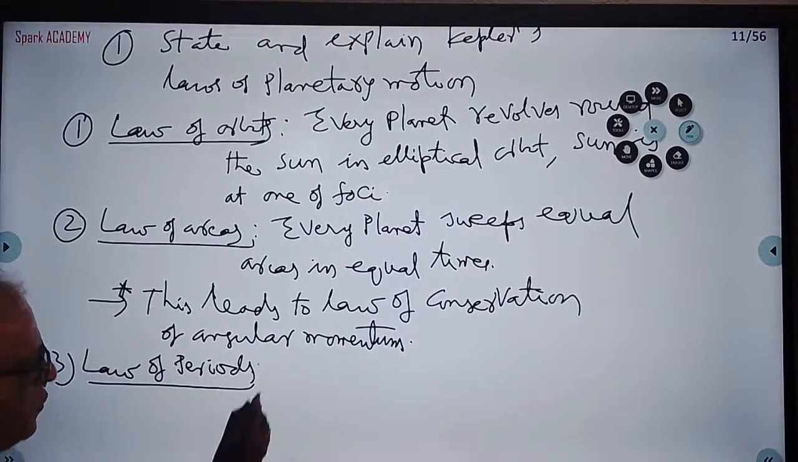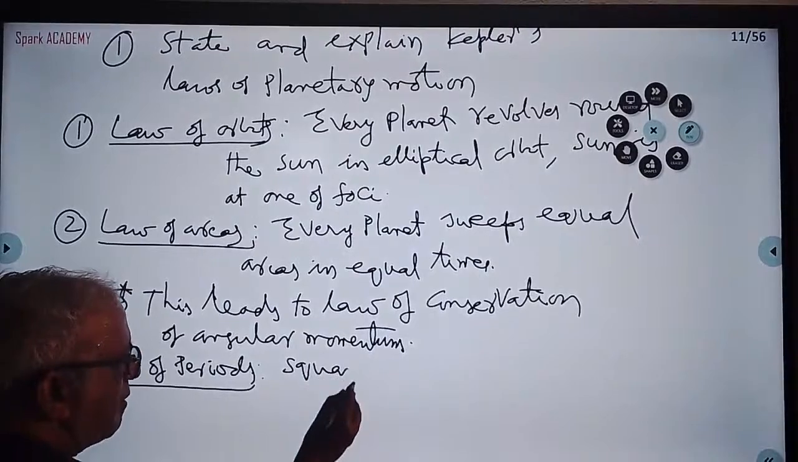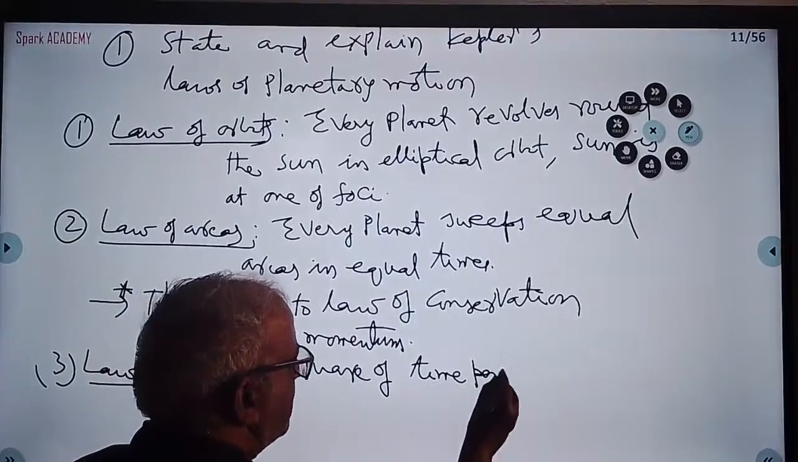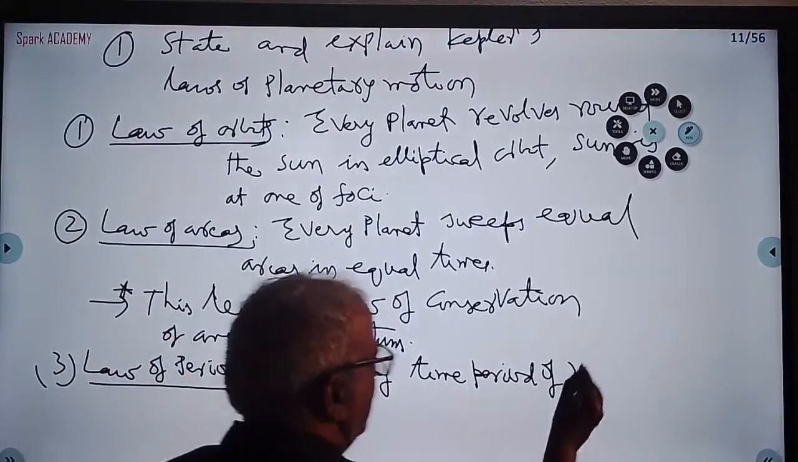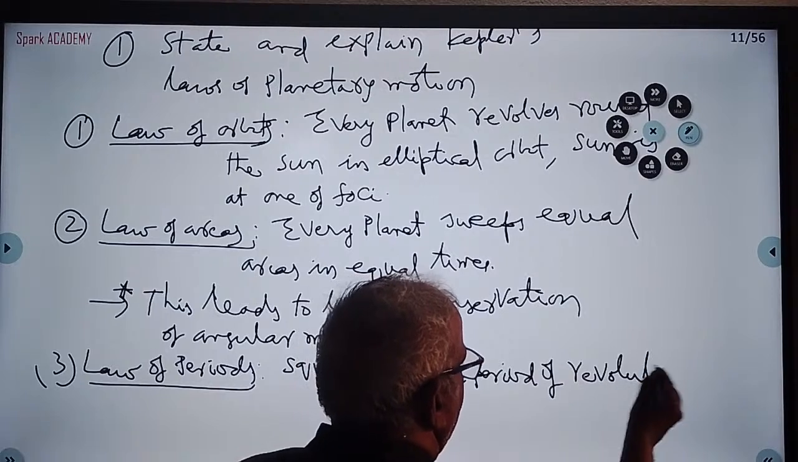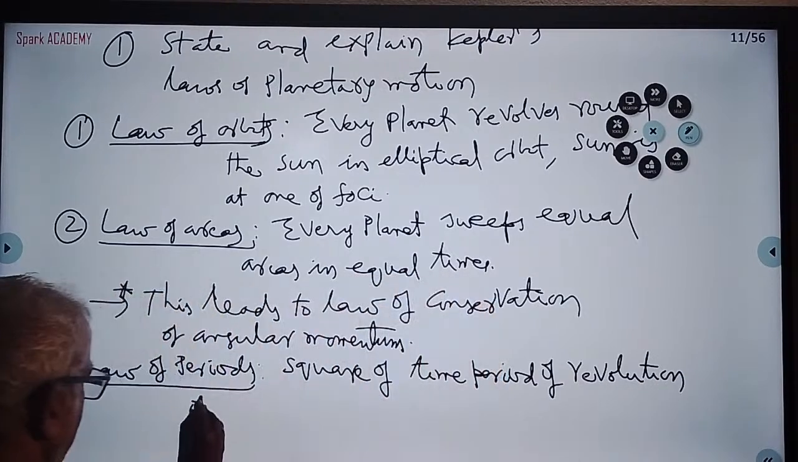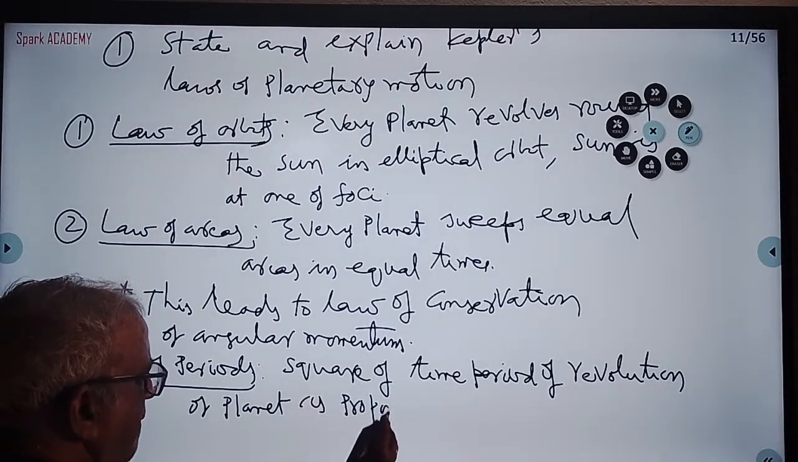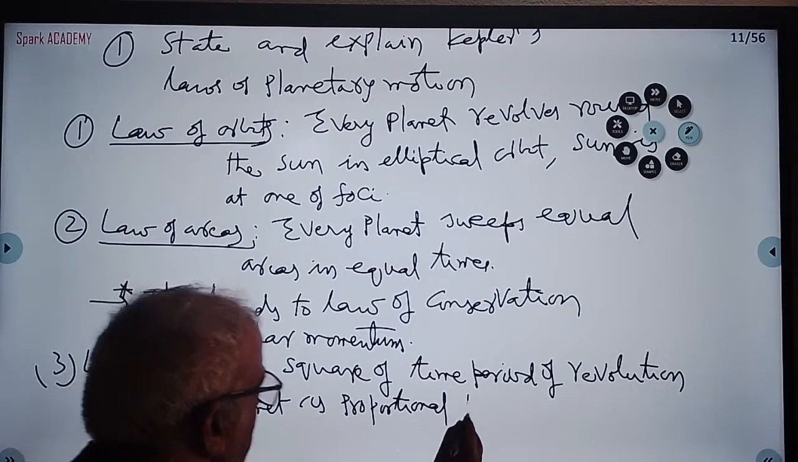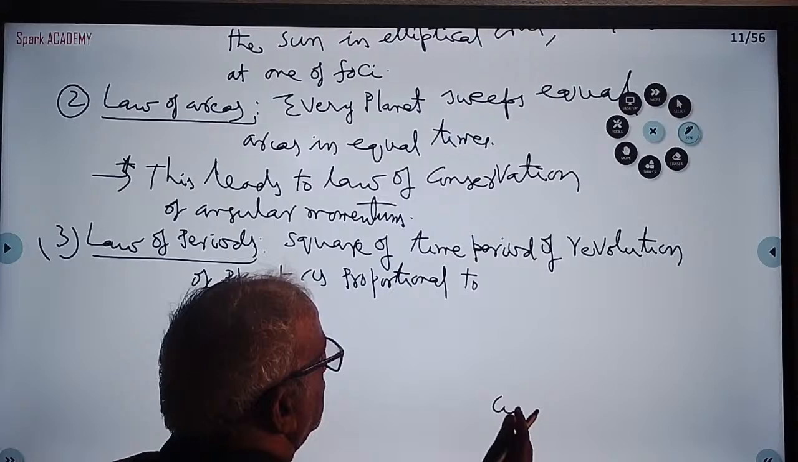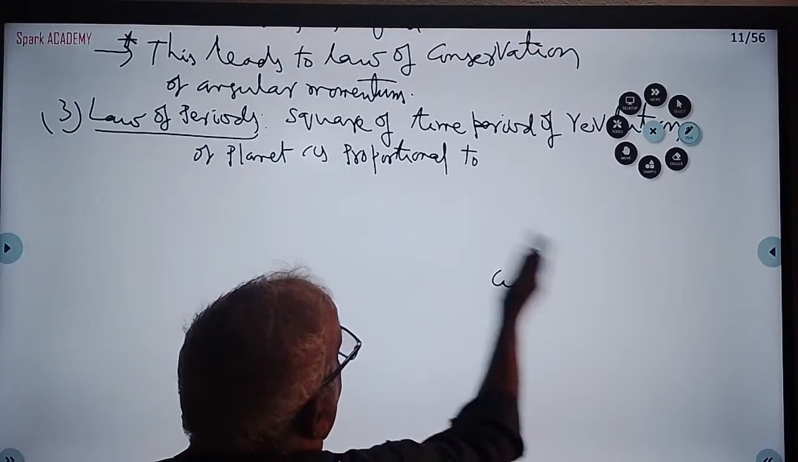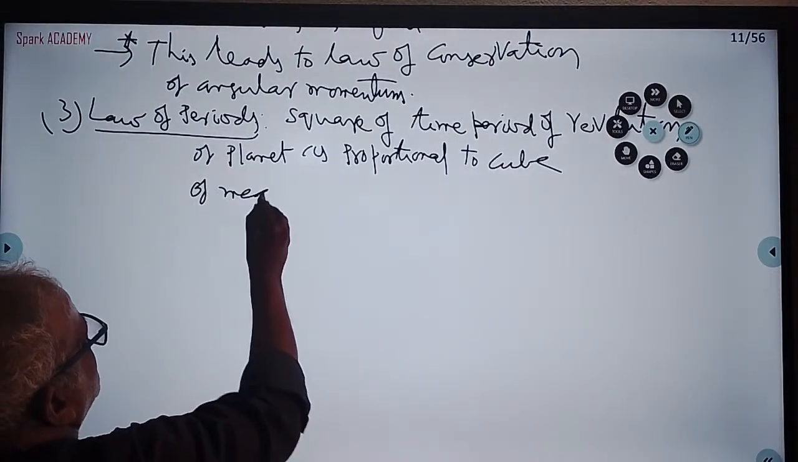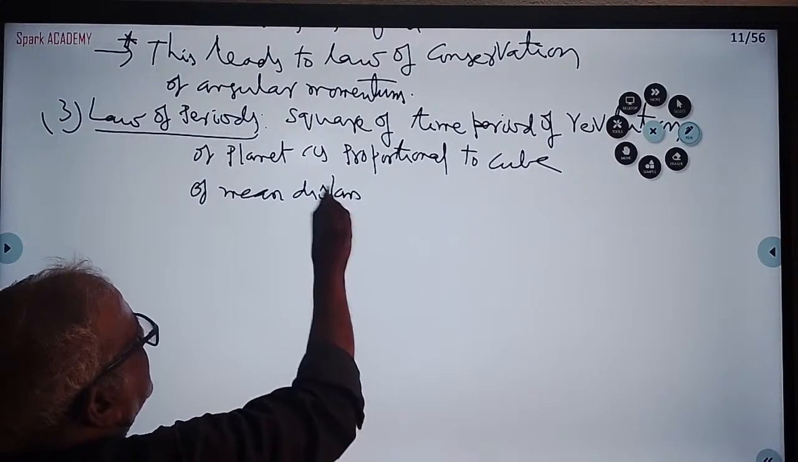Law of periods: the square of the time period of revolution of a planet is proportional to the cube of its mean distance from the sun.